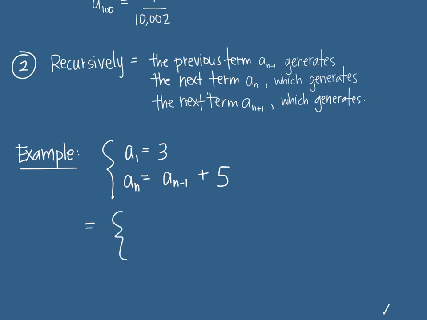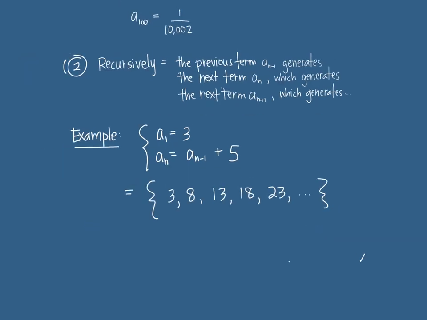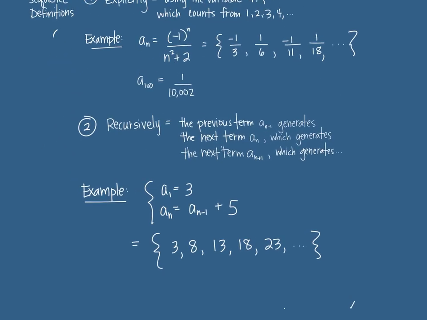And so then that would create the sequence that starts with the number 3 and then goes to 8, which generates the next term of 13, which generates the next term of 18, which generates the next term of 23, etc. And that's an infinite sequence as well. Okay.